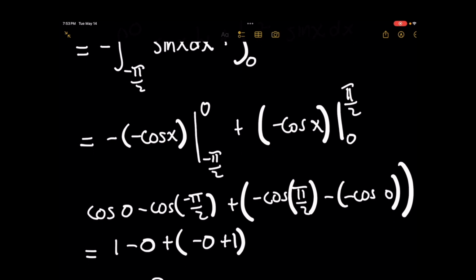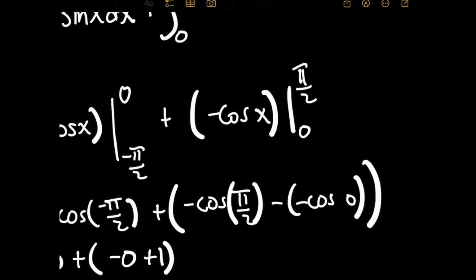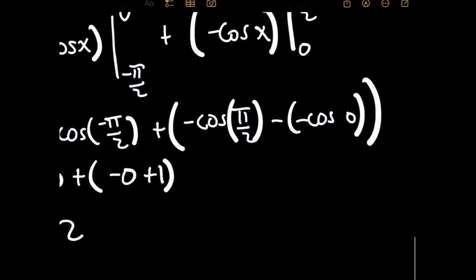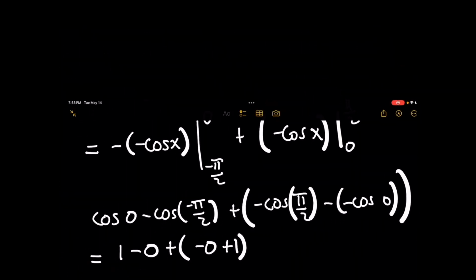On the left-hand side, you're going to have this negative, which becomes a positive when you distribute it through. You'll get cosine of 0 minus the cosine of negative pi over 2, plus, in parentheses, just making sure order of operations is correct, the negative cosine of pi over 2 minus, in parentheses, negative cosine of 0. When you simplify everything, you're going to find that you get 1 minus 0 plus negative 0 plus 1, which is 2.